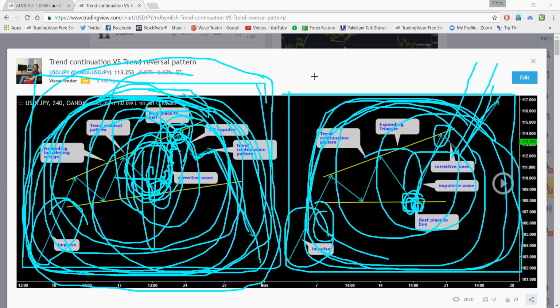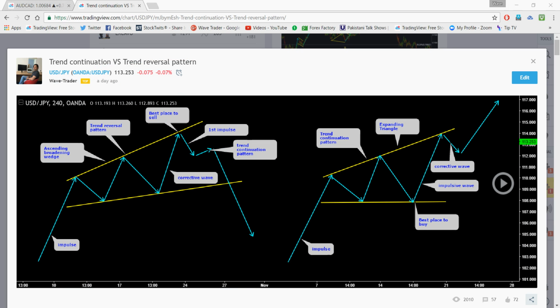You guys know these patterns and how they behave perfectly. Those who have been with me for the last couple of months know how these patterns behave. So let's look at the example.